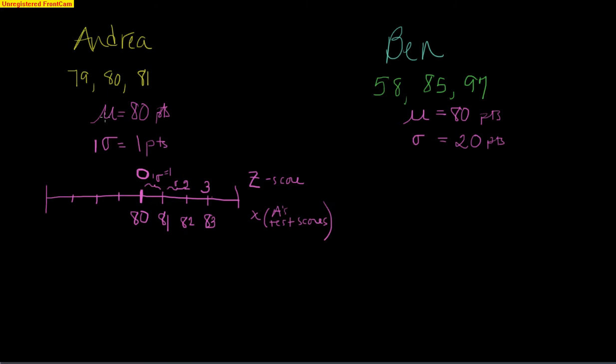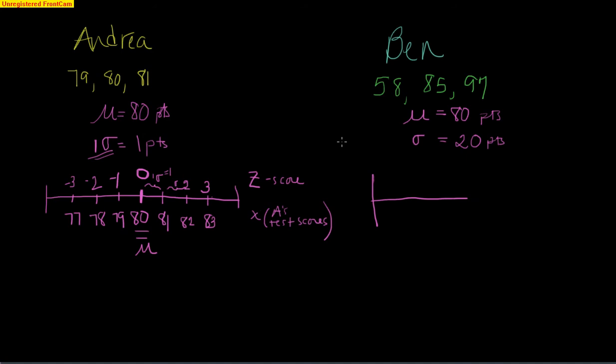So the top number is the number of standard deviations above or below the mean. So if we went this way, this would be 1, we'd mark it with a negative. This is 1 standard deviation below the mean. And for her test score, for Andrea, that would be a 79. Okay. 2 standard deviations below the mean for Andrea would be a 78. And 3 standard deviations below her mean score, this is the mean, is going to be a 77.